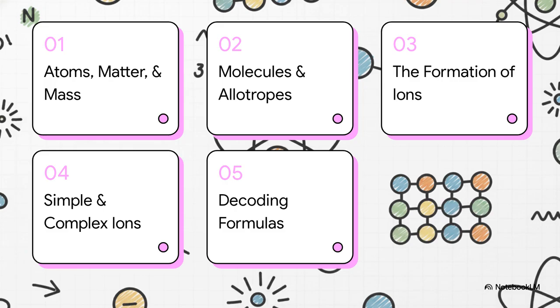Here's our roadmap for today. We're going to start by looking at atoms, matter, and mass. Then we'll check out molecules and their allotropes, before moving on to the formation of ions. And finally, we'll decode some chemical formulas. Let's get right into it.